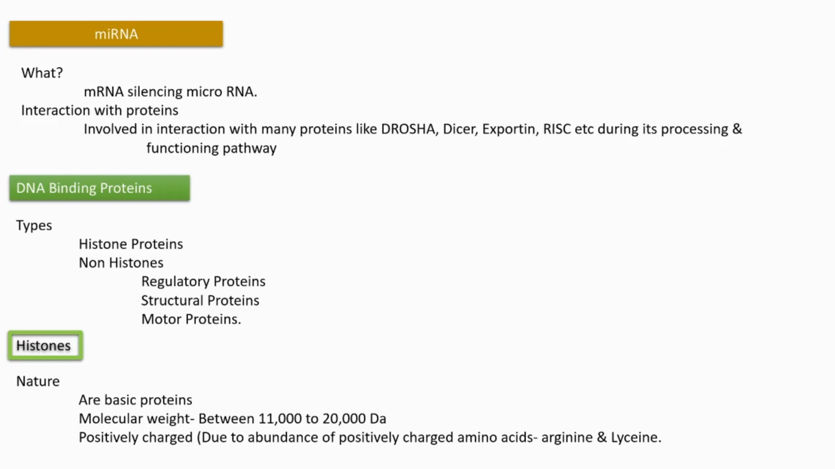Histones, I think, are very familiar to all because you have learned about histones in your UG classes. And what about the nature of these histones? They are basic proteins. Basic means what? They are positively charged ones. And their molecular weight is between 11,000 and 20,000 Dalton. And as it is basic, it is positively charged. Why is it positively charged?